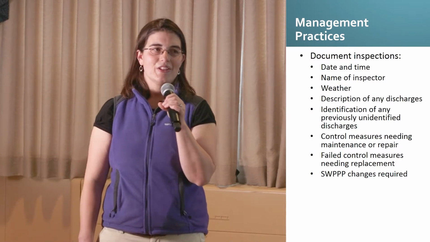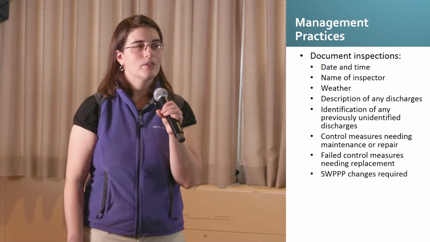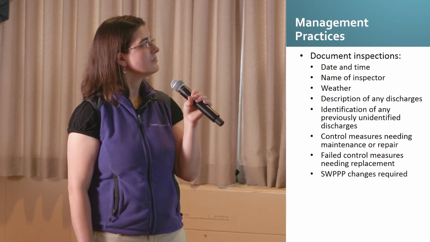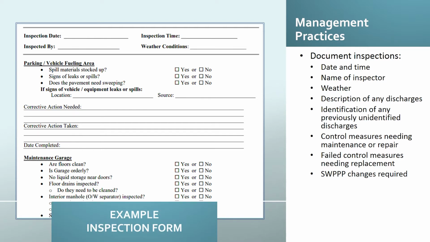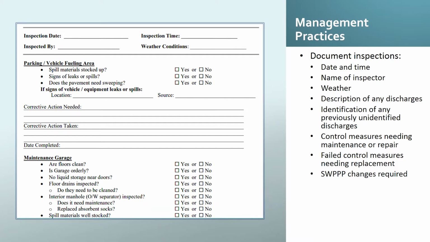You need to document your inspections, and there's a lot of stuff that you need to make sure you document. The date and time is very important, as well as who was the inspector, and the weather conditions, which can affect the results, if it's raining or if it's windy. Include a description of any discharges that are occurring at your facility, and identification of any previously unidentified discharges.